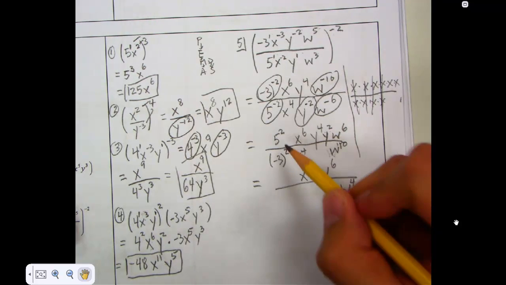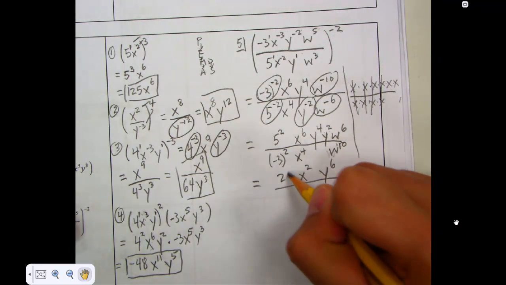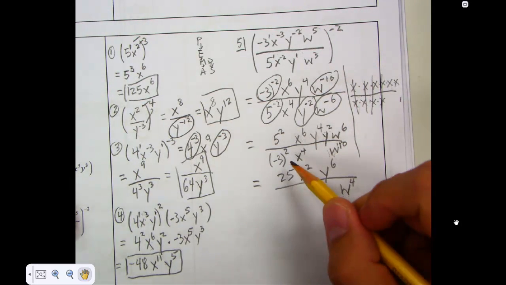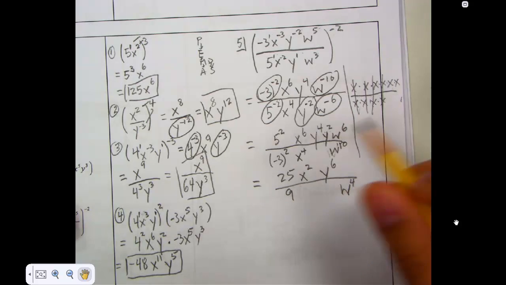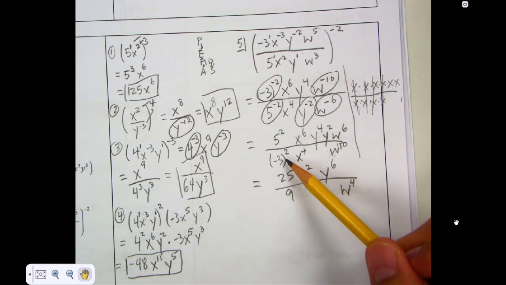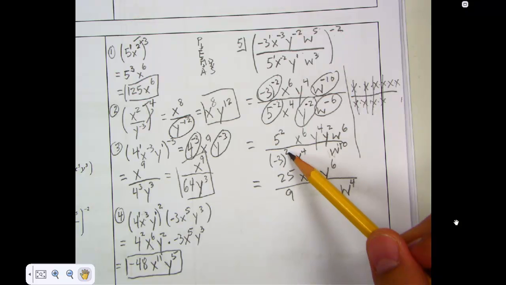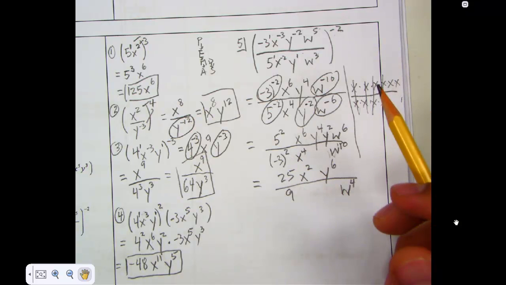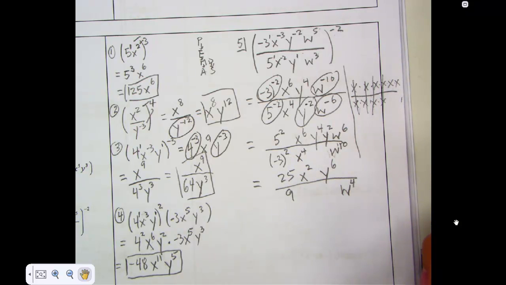Now I'll do the numbers. 5 squared is 5 times 5, which is 25. Negative 3 squared is negative 3 times negative 3, which is 9. Now here's the question. When will this be a positive number? When the exponent is even. Okay, like negative 3 times negative 3 is 9, times negative 3 is negative 27, times negative 3 is 81.